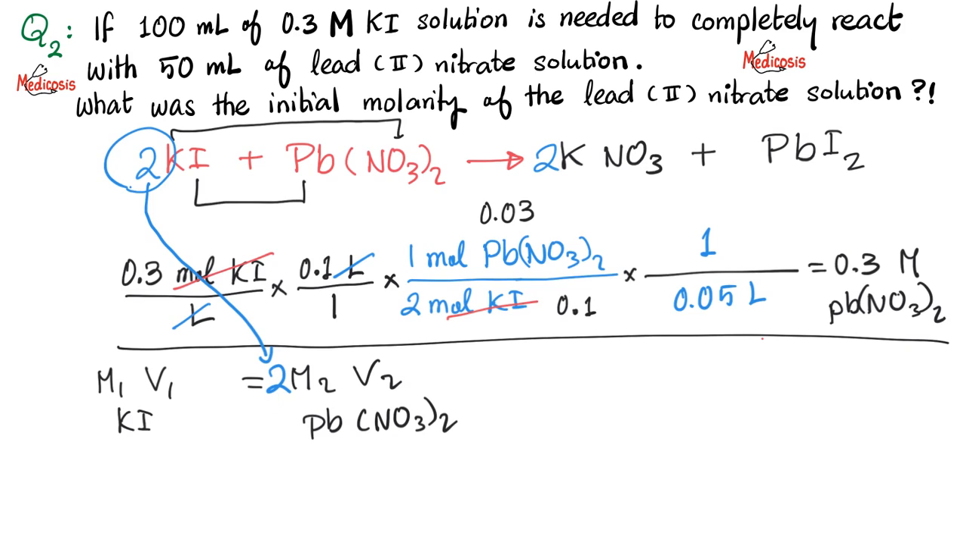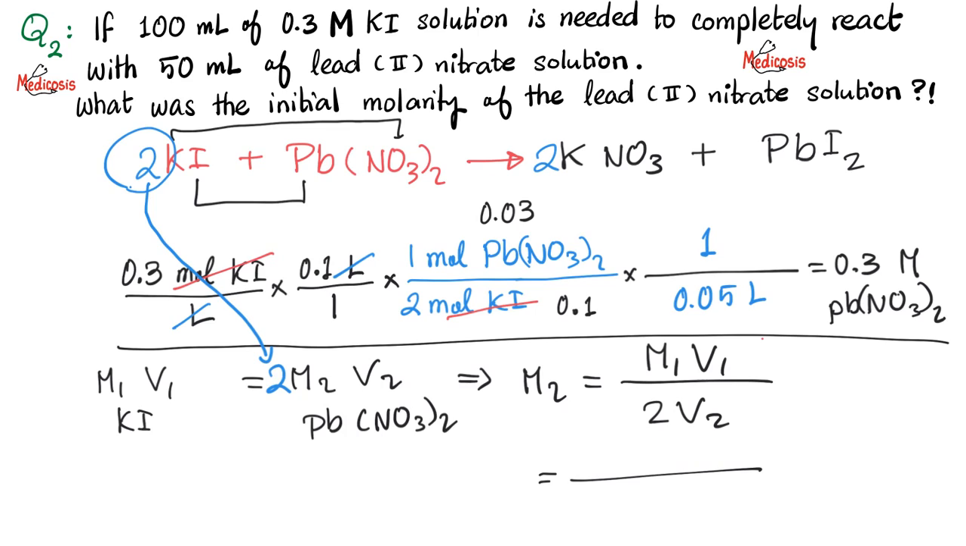What do you want? I want the molarity, which is the concentration, which is the M of what? Of lead-2 nitrate. So I need the M2. So let's rearrange the equation to say that M2 equals, by dividing each side of the equation by 2V2, there you go, 2V2 down here, and M1V1 up here. Okay, M2 equals, M1 is what? M1 is the molarity of KI. It is 0.3. Amazing. We're going to multiply the 0.3 molar by V1. V1 is the volume of KI, which is 100 mLs.